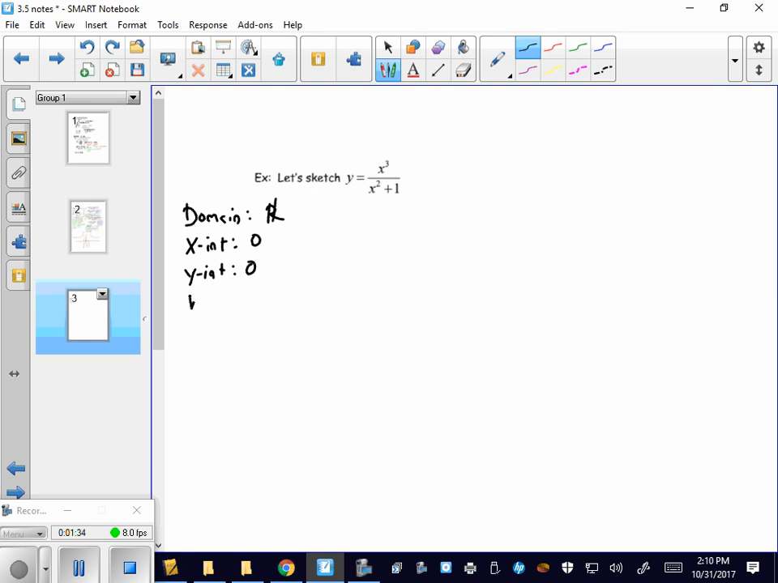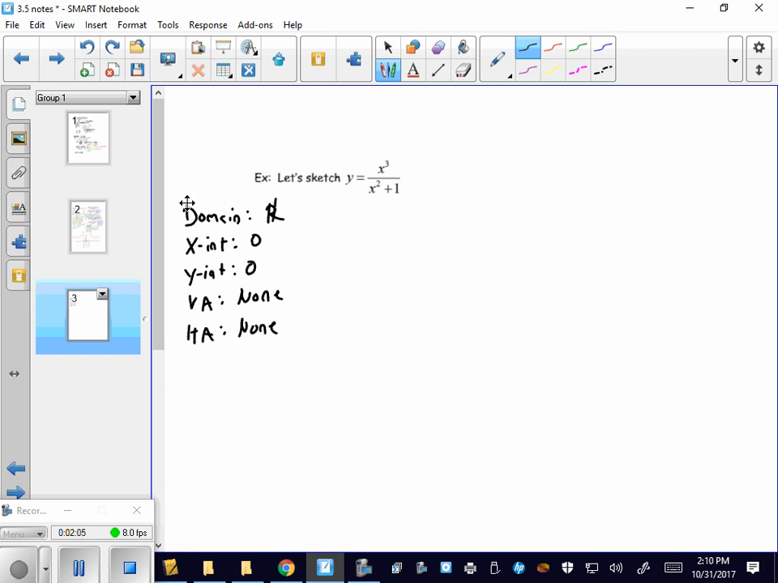Okay, vertical asymptotes. Vertical asymptotes are what makes the denominator 0. We've already talked about that. There's no domain restrictions, so there are none. Horizontal asymptotes. A horizontal asymptote is the limit of that function as x approaches positive or negative infinity. The numerator grows at a faster rate than the denominator does in this case, so there are no horizontal asymptotes.